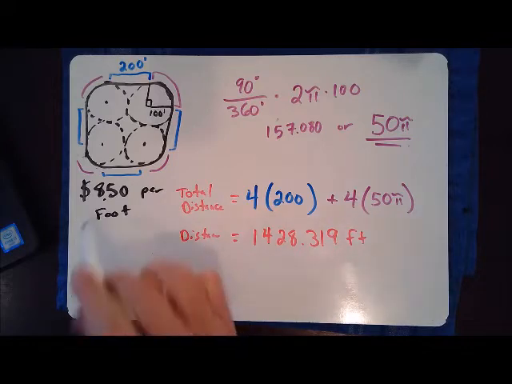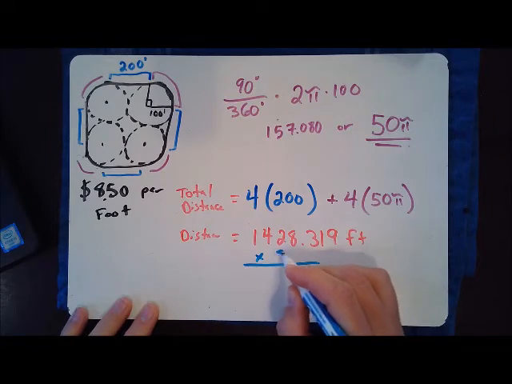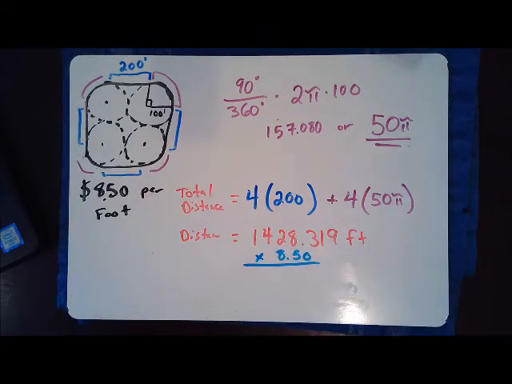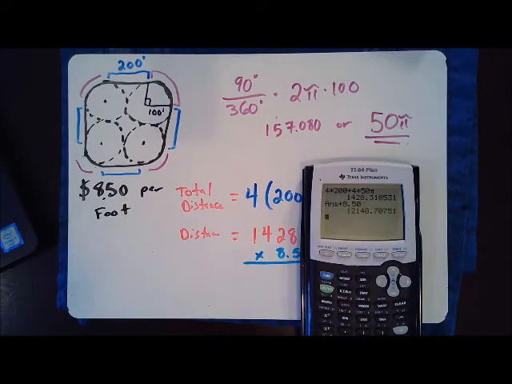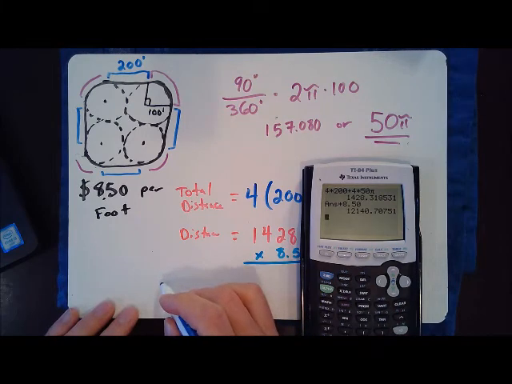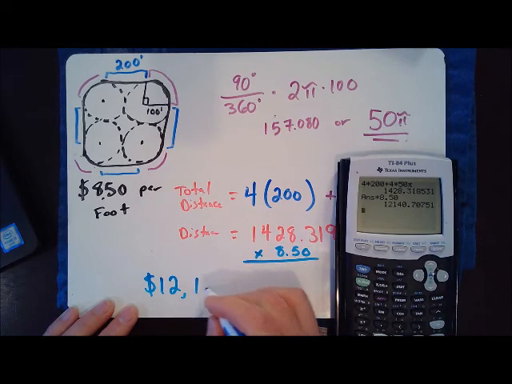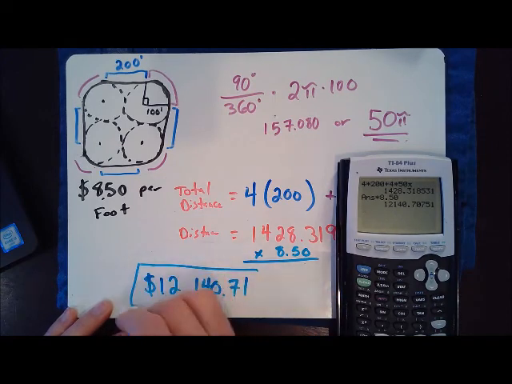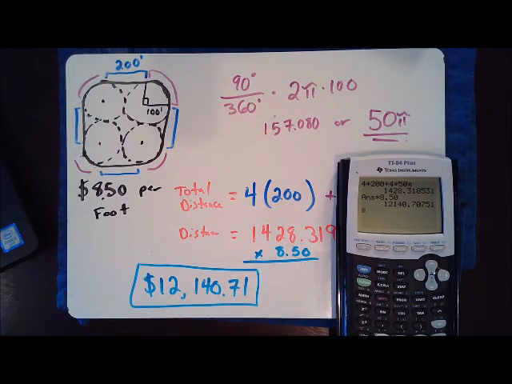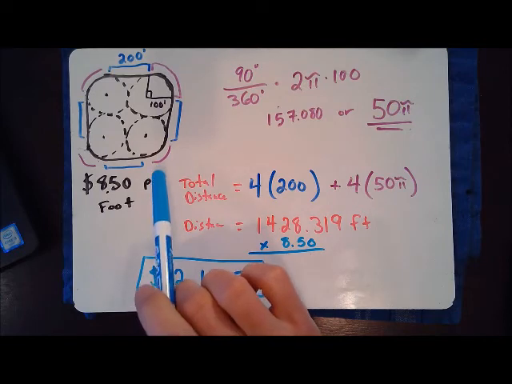But they're asking me for the total cost of the fence. If it's $8.50 per foot, and there's about 1,400 feet, I just multiply that number by 850. And in my calculator, I can pull that exact answer back down, and I get an expensive fence, which is $12,140.71. Here I'm going to round to 2 decimal places because it's money, so cents are represented to the nearest hundredth.